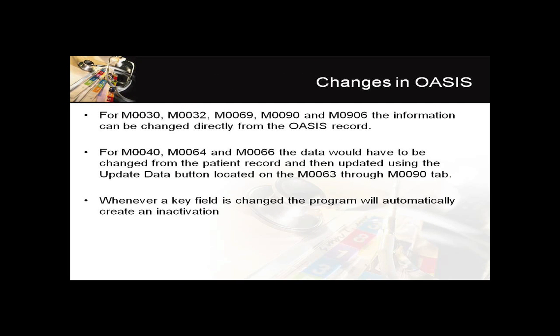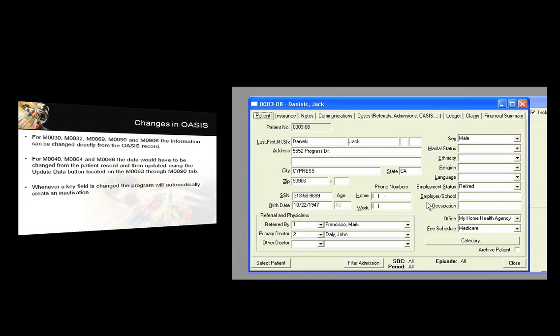This can be done for any of the fields that do not allow you to edit within the OASIS record. For this example, we will use patient Jack Daniels. We'll say that the patient's actual name is Jack Daniel. So I would have to go into the patient demographic screen and remove the S from the patient's last name.